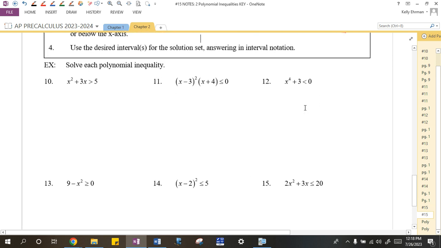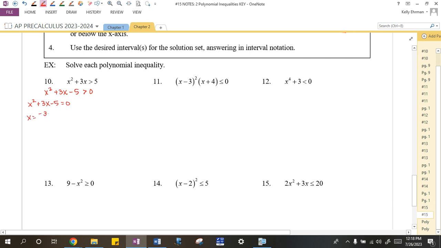Okay, so first one, get equal to 0 first. Compare to 0 first, I should say. So subtract 5. So we're going to find the zeros first. So this doesn't factor. So we need to figure out, when is x squared plus 3x minus 5 just equal to 0? Let's start there.